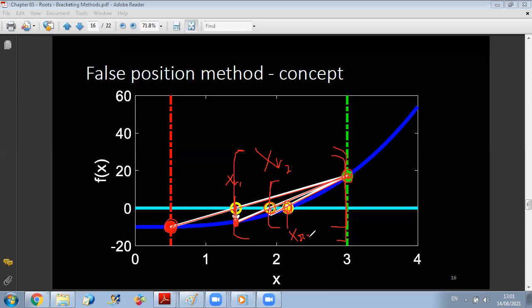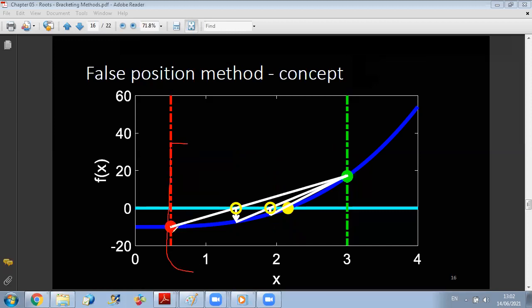Doctor, I did not understand the difference between this method and the previous one. Okay, the only difference is in estimating the root. Let us try to do the bisection method. If you want to use the bisection method, this is your interval.